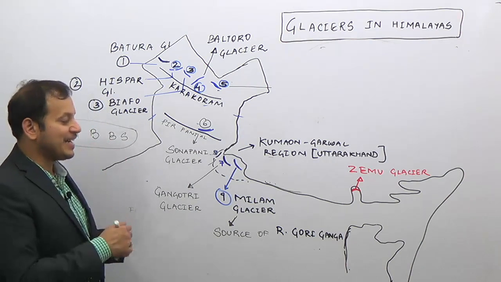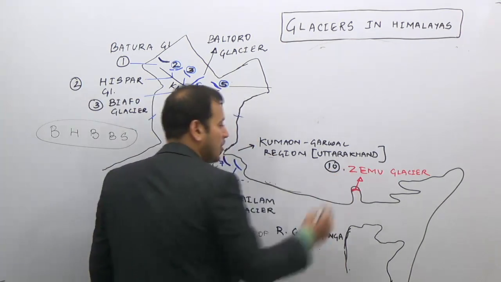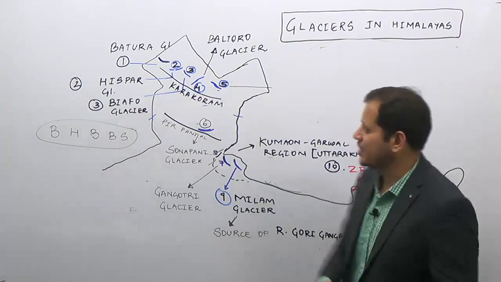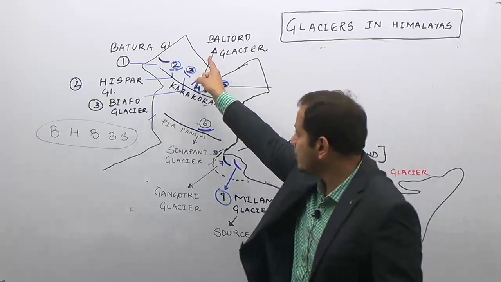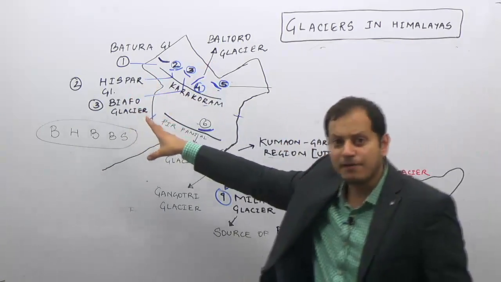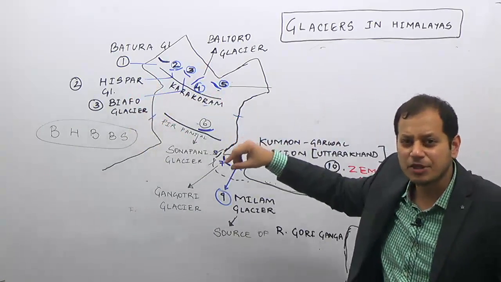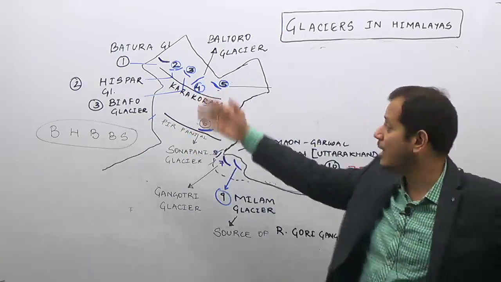So these are the important glaciers. The 10th glacier is the Zemu Glacier. So what are these glaciers? The glaciers in the state of Jammu Kashmir, including the Pakistan occupied Kashmir, that is Batura, Hispar and Baifo, are in the Pakistan occupied Kashmir. These are the glaciers of the Trans Himalayas or the Karakoram ranges.